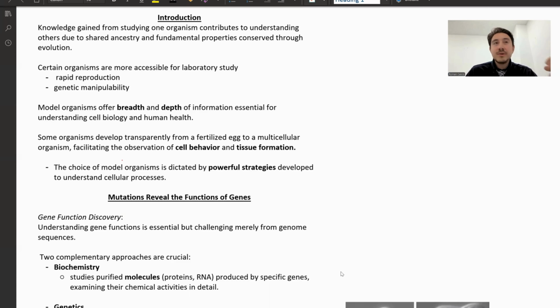By using these model organisms, it helps scientists understand the breadth and depth of what biology is, right? Obtaining more information that is essential for understanding biology. And we could even apply that understanding to human health, right? And human livelihood.